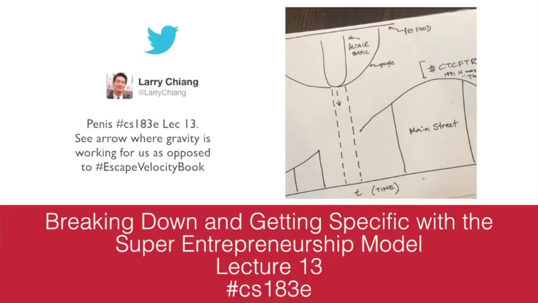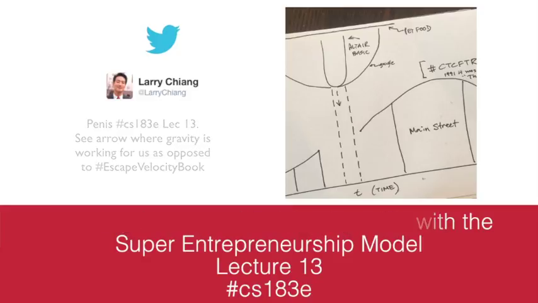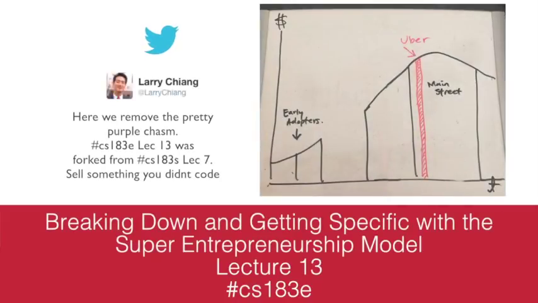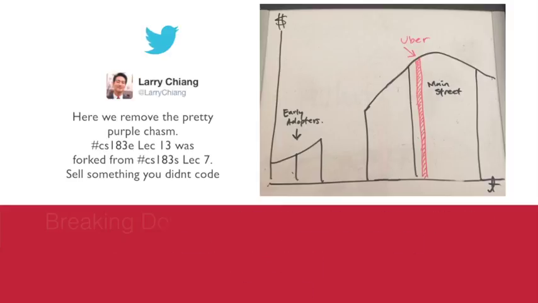That's why that last startup that you're editing died, because they didn't have a bunch of these things that leverage gravity, things that prime the pump, ways to generate momentum. That's what CS183E is about, and that's why this is a super entrepreneurship model. So here we're just removing the pretty purple chasm, the dotted line area, where the red vertical of Uber is getting us to practice selling something that we did not code, which is CS183S, lecture number 7.